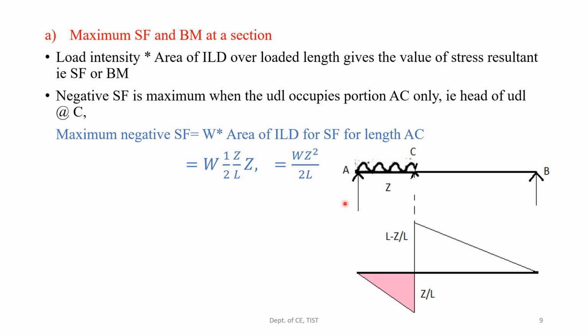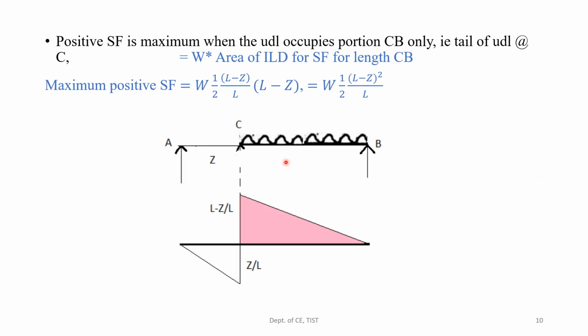Then maximum positive shear force occurs when the tail of the UDL is at the section C. That means when the UDL is in the span CB only. So here you can see the tail of the UDL is at the section C, and the UDL covers the span CB only. Similar to the previous, just find the area of this portion under this UDL.